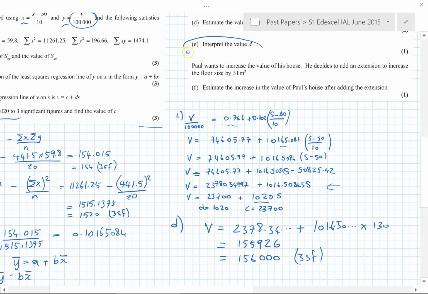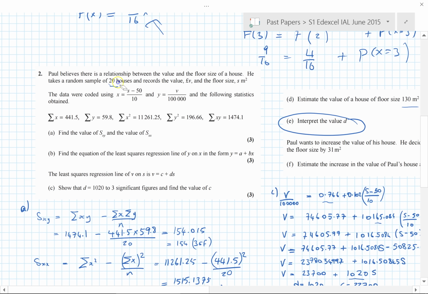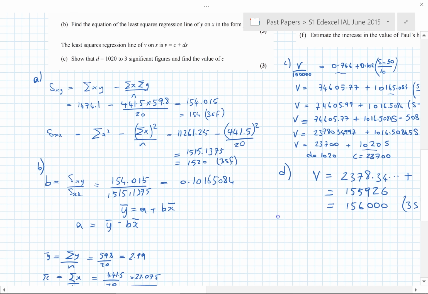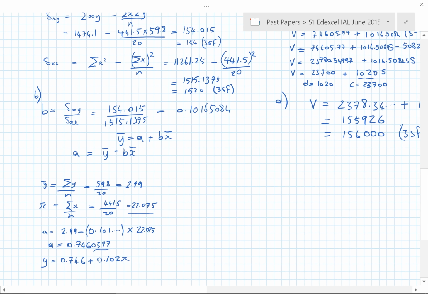Now these questions: interpret the value of D. Let's have a look back at the data. Students often like doing all the calculations, and they don't like the actual thinking about the data, what it represents and interpreting it. So let's look back at what the data was about. I haven't actually mentioned it yet. Paul believes there is a relationship between the value and the floor size of a house. He takes a random sample of 20 houses and records the value. And here we can see, of course, that there is a relationship. It's a linear relationship here.